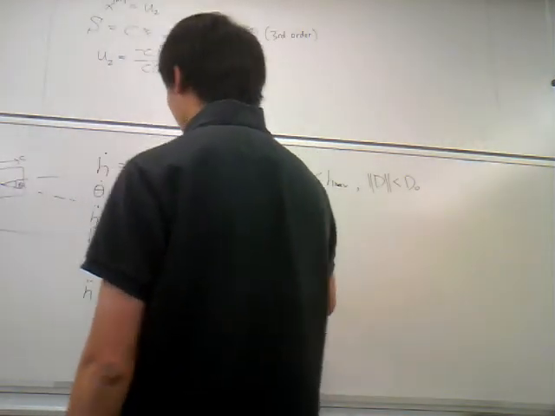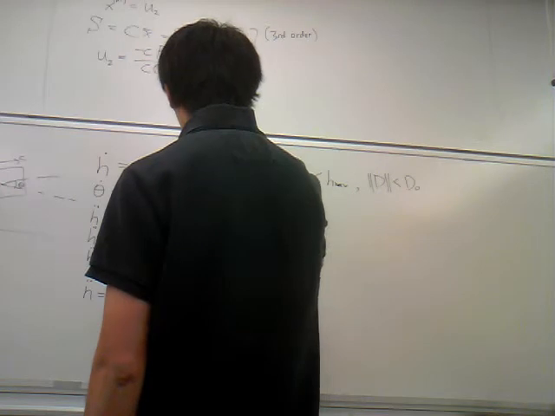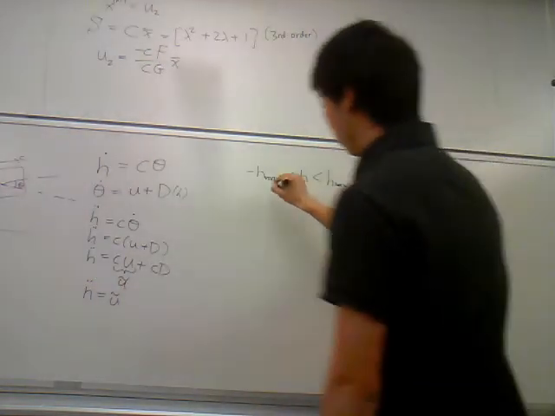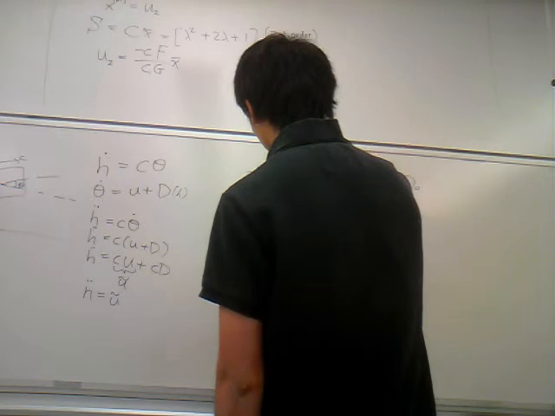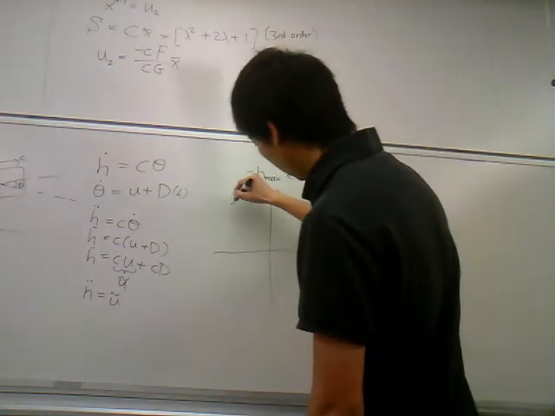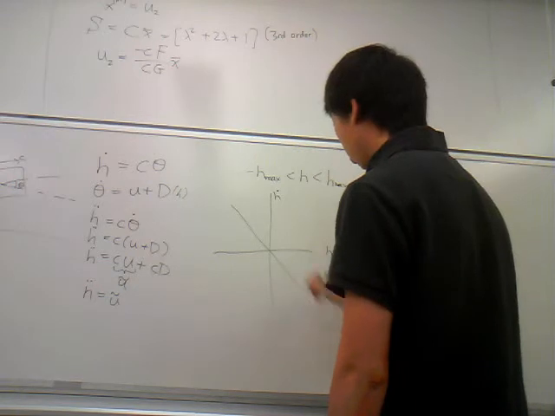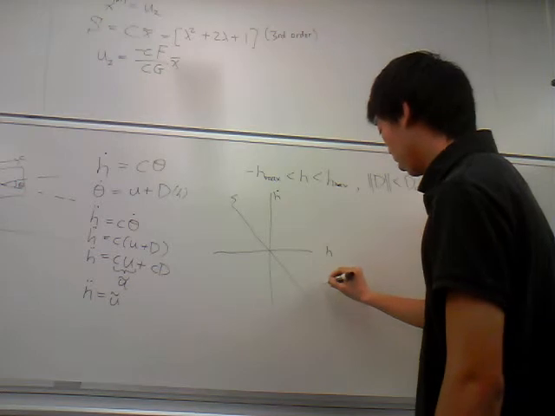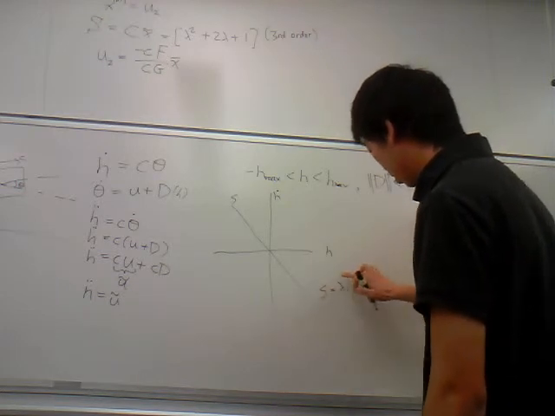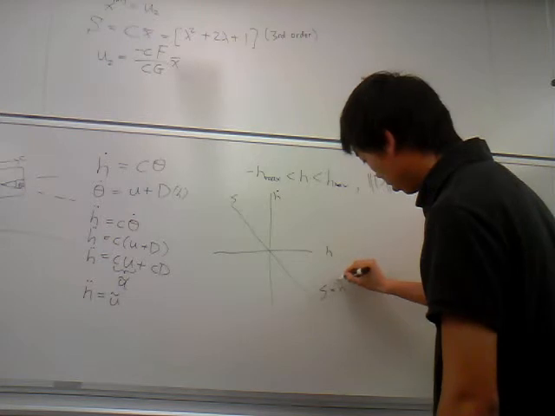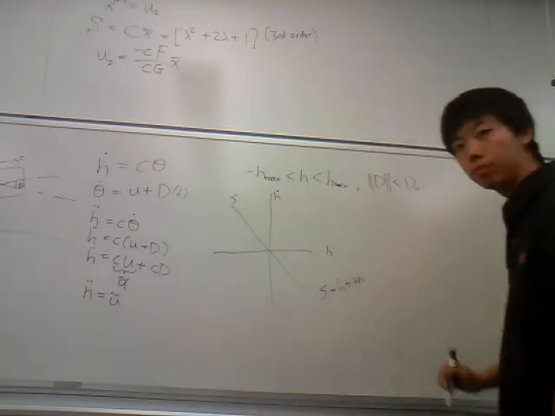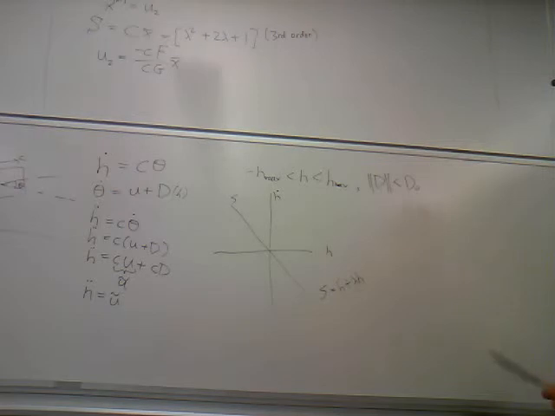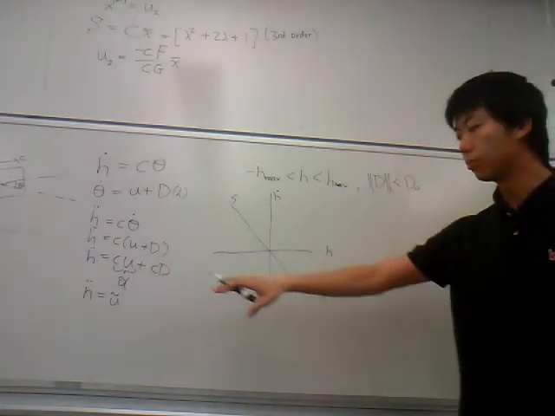So now we have a sliding surface. We have the phase plane, and say we want to slide along the surface S, and S is given by h dot plus lambda h. So how do we go about designing what u is?